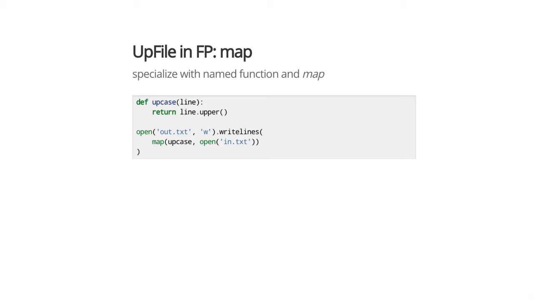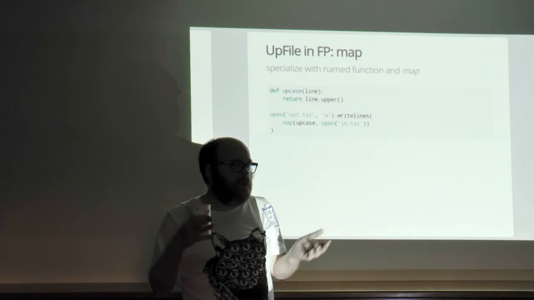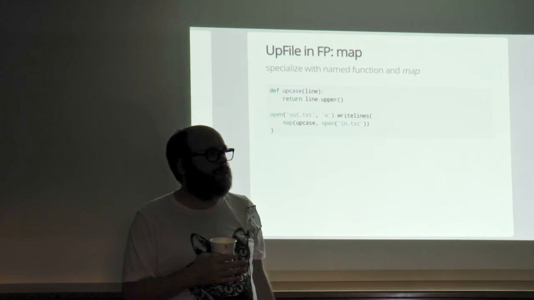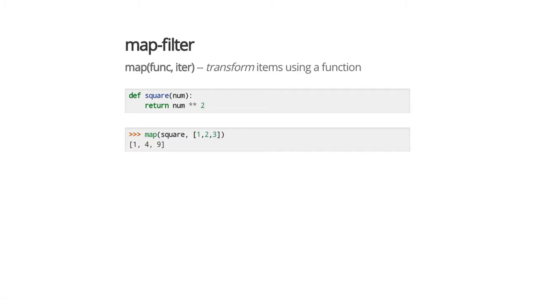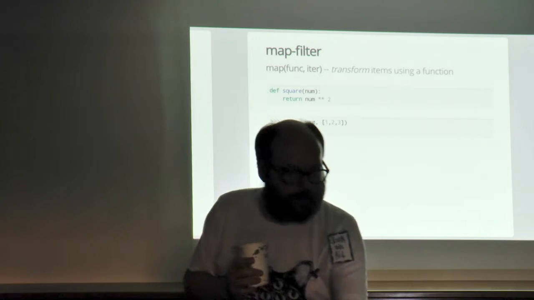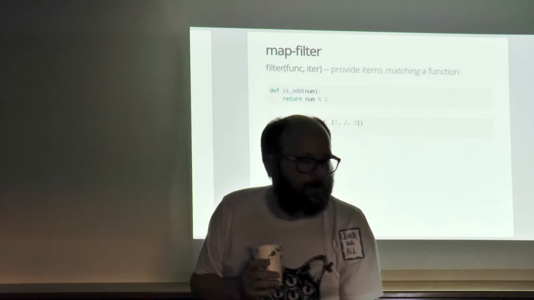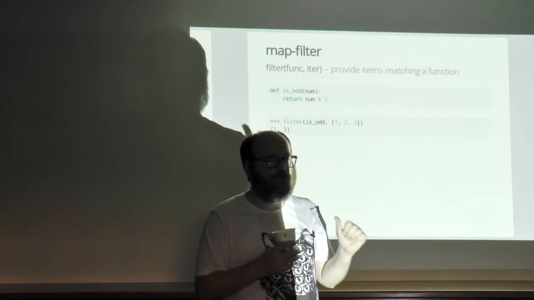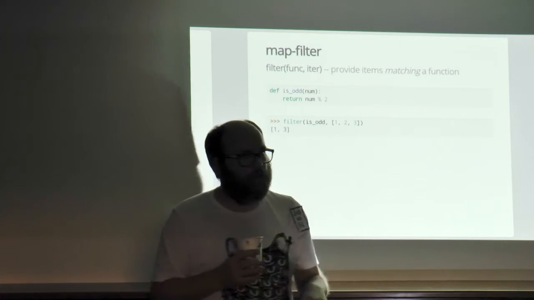So filter, you do filtering, where you don't do any modification whatsoever. Map, you always do transformations, and you always get the same amount of data. But basically, filter and map you use together to transform and to modify your data. If you have a million elements, that's no problem. If you have a list, maybe that'll be a little sketchy, but these are iterators and it doesn't really matter too much. So map, you transform items using a function. Filter, you provide items matching a function.